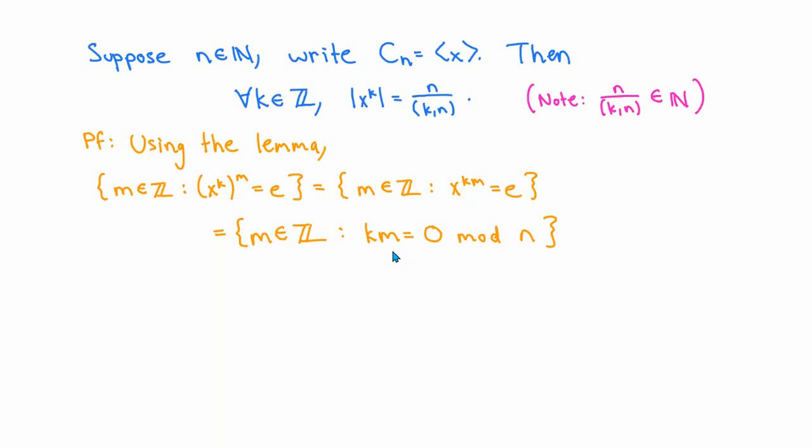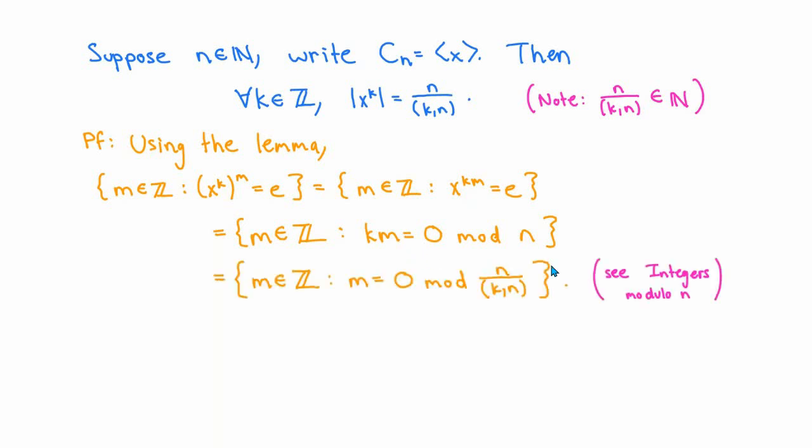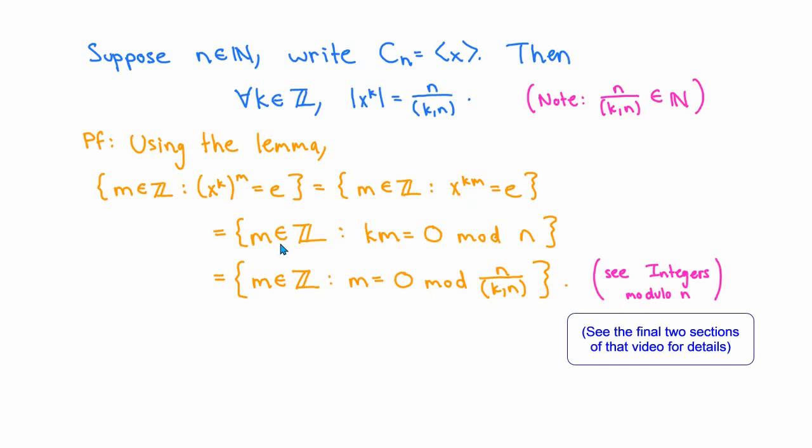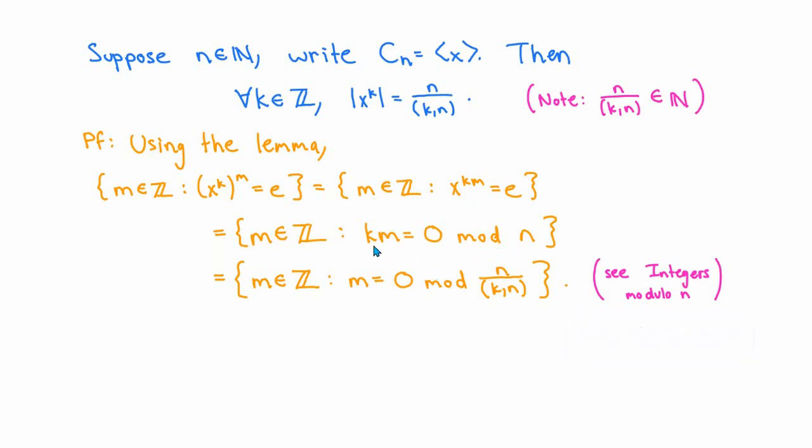Well, this set is definitely non-empty since, for example, m equals 0 is a solution to this equation. And in fact, we know from our video about integers modulo n that the set of all solutions m to this equation is precisely the set of all integers m with the property that m is equal to 0 modulo n divided by the GCD of k and n. That's something that we proved and went over in detail in that video, so you can look back at that to see how the proof goes and even to see some examples.